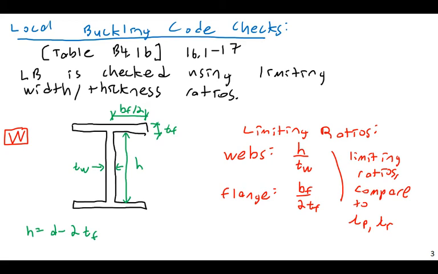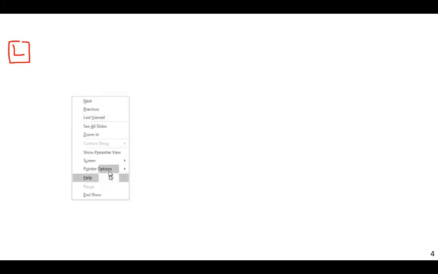These are the slenderness limitations that are found in that table. So basically, that's the 0.38 square root of E over Fy, that sort of thing. And then for each different type of shape, there'll be a different form of slenderness limitation. So for example, if we were dealing with an angle, an L shape, we would have something like this.